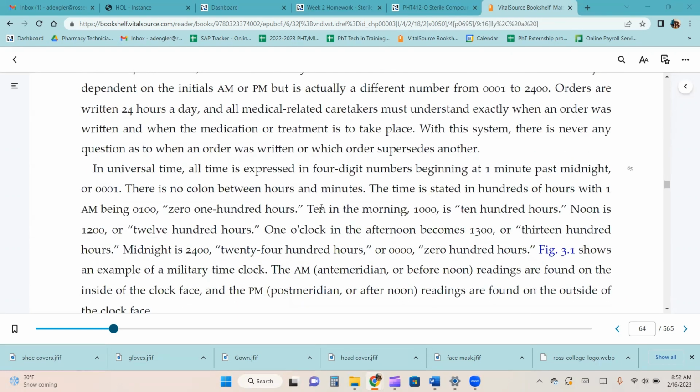In universal time, all time is expressed in 4-digit numbers beginning at 1 past midnight or 0001. There is no colon between hours and minutes. The time is stated in hundreds of hours, with 1 a.m. being 100 hours, 10 in the morning, 1,000. And then we say that is 1,000 hours. Noon is 1,200 hours. 1 o'clock in the afternoon is 1,300 hours. And midnight is 2,400 hours or 0000.